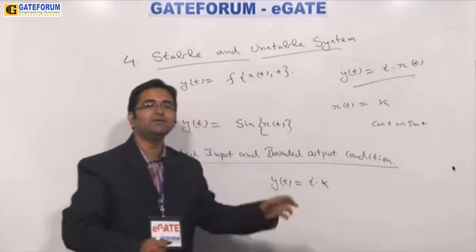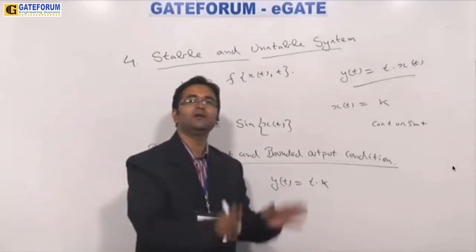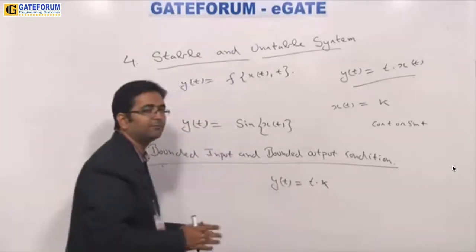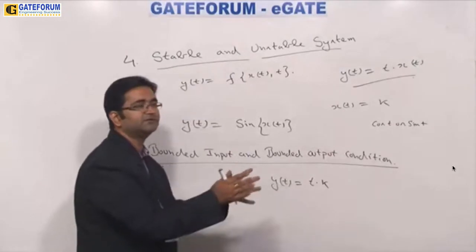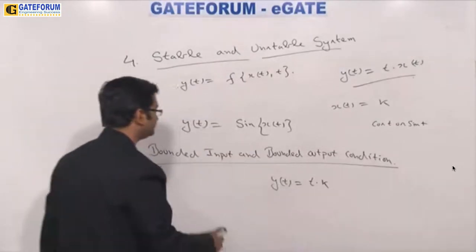That means as the time is increasing, output is increasing, system is an unstable system, because it should not happen. Finally, system should converge, it should not diverge. Okay.